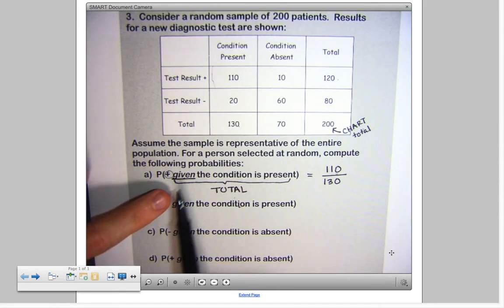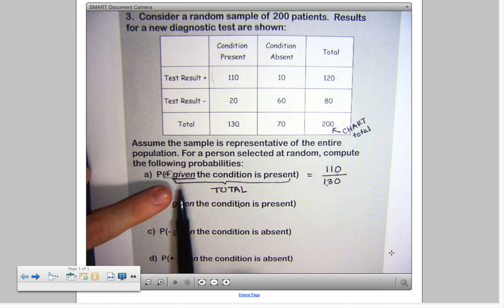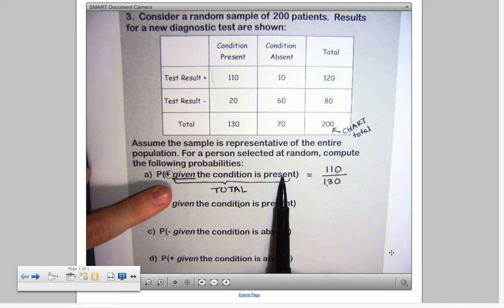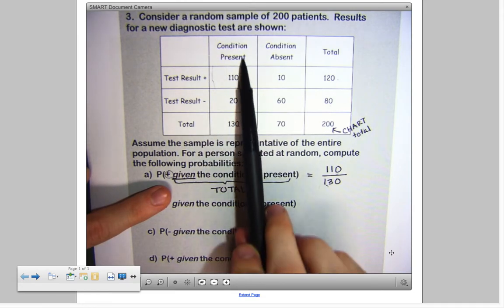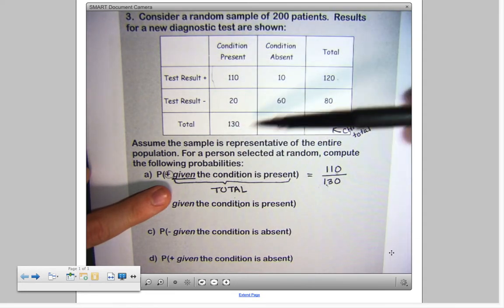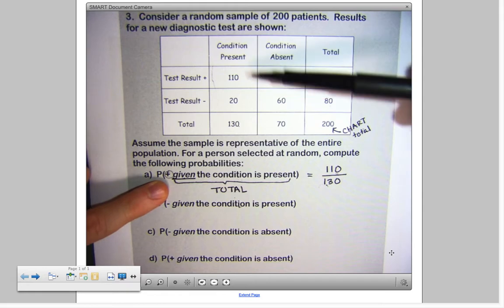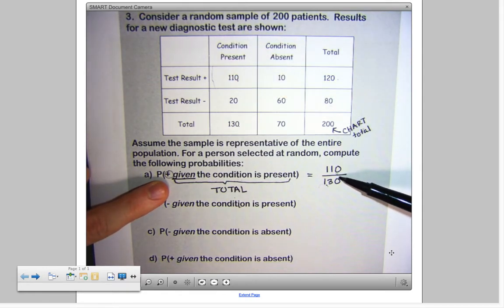Okay, again, every time you're given a given, that is your total. So we are given that it is present. So if we come up here, present is this column right here. The total is 130. Okay, so since I'm in this column, now I want to know how many are positive in this column. So in this column, 110 are positive, so that would be my numerator.